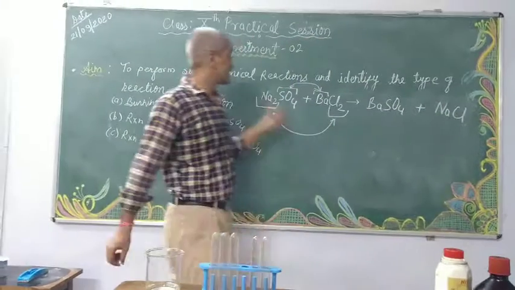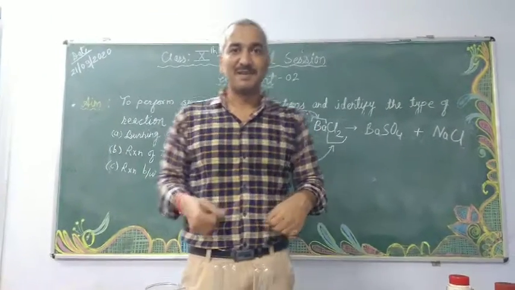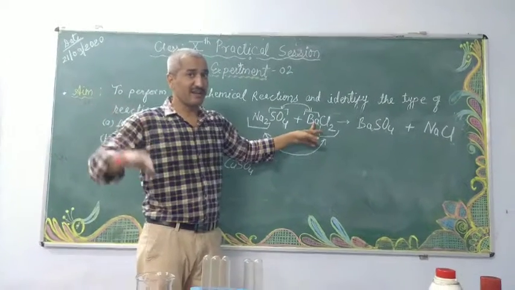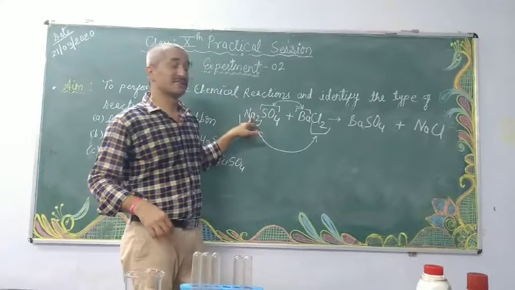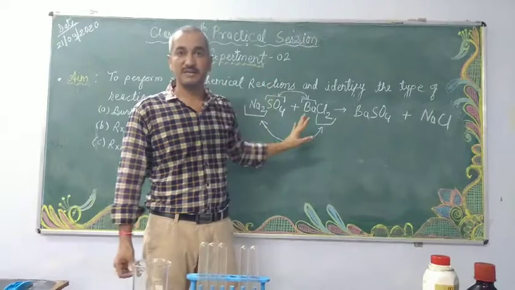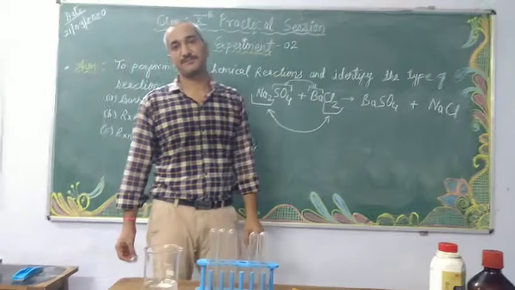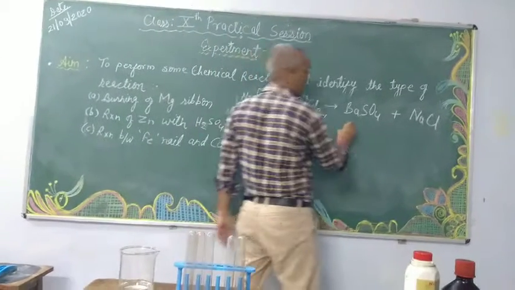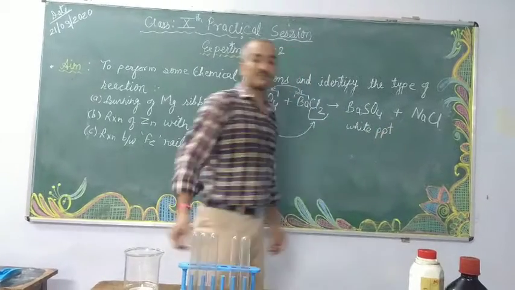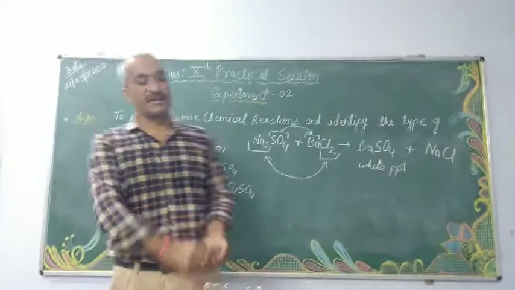Means what happened? This barium and sodium both have exchanged their place. Sodium has taken the place of barium. So barium was not free. It just went to the place of sodium. So in this way, such kinds of reactions are also displacement reactions, and since both have displaced each other, this is called a double displacement reaction. Okay, and this BaSO4 is insoluble in aqueous medium, so it appears in white color. So a white precipitate has been formed. Got it?